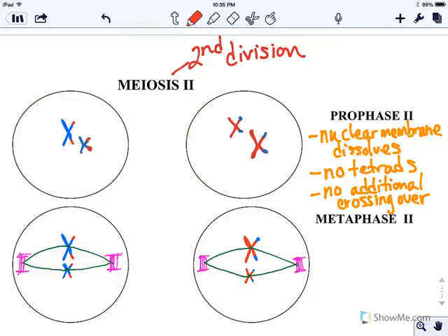So in Prophase 2, you're going to see the nuclear membrane dissolving. So that's my dashed lines. I'm not going to get the tetrads, and I'm not going to get any additional crossing over.